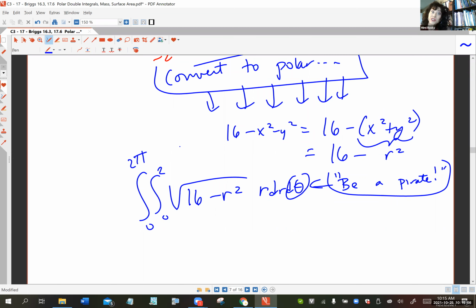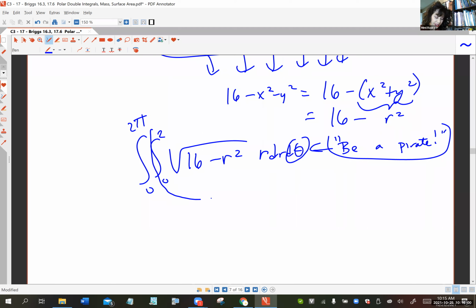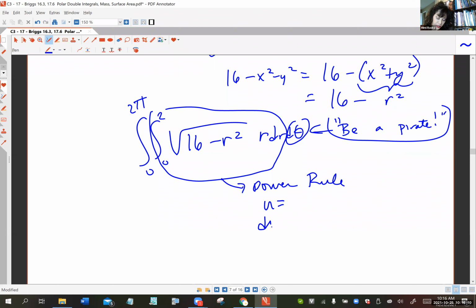And this is integrable. The inner integral that we're going to look at here involves the power rule and u substitution. So anytime you're using u sub, you need to tell me what the u and the du are. So u is the radicand, 16 minus r squared, and the derivative of 16 minus r squared with respect to r is -2r. And then don't forget to put your dr there.